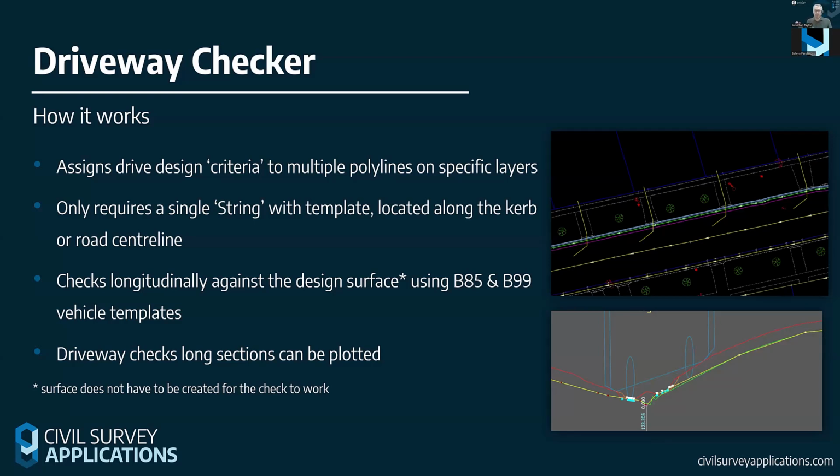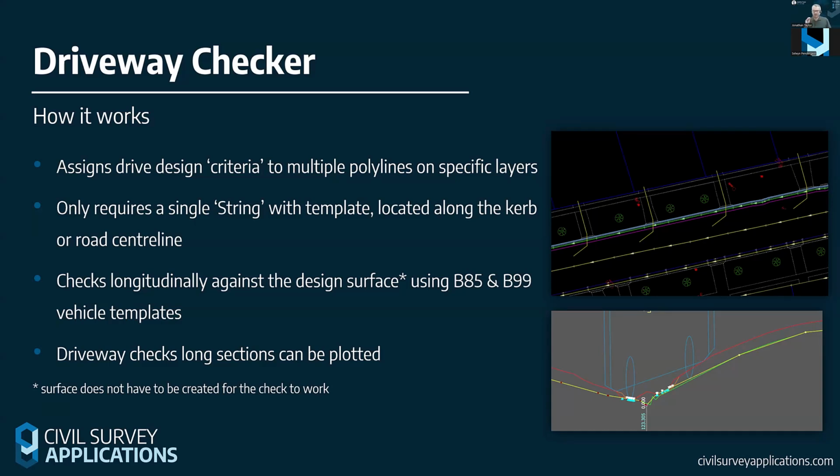So this doesn't have to be a full road. We're doing a full road today. This could be a template with a curb and a little piece of code matching onto the centre line or crown of the road only, or it could just be a curb, okay? What we're then doing is checking against the design surface using the B85 and/or B99 vehicle templates.